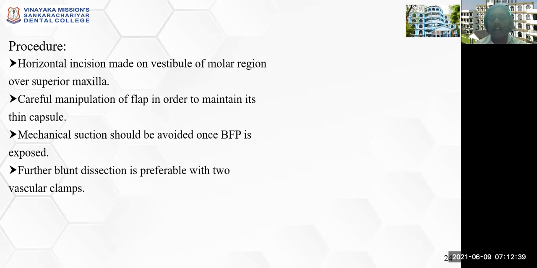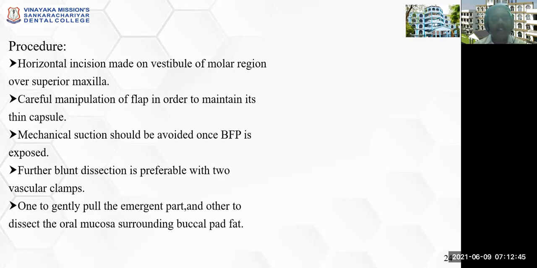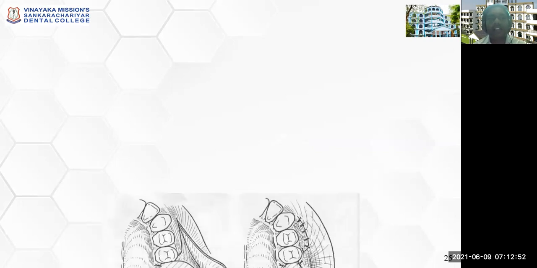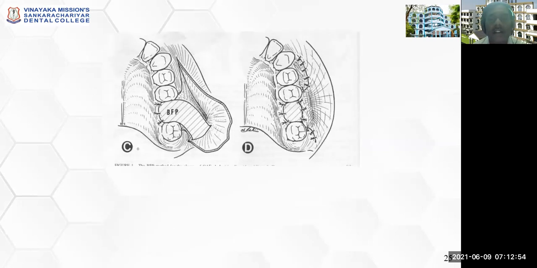Once the buccal pad of fat is exposed, further blunt dissection is preferable with two vascular clamps, one to gently pull the emergent part and the other to dissect the oral mucosa surrounding the buccal pad of fat. You can see this in the pictures there, how the buccal pad of fat is slowly pulled out and sutured on the fistulous region. Okay.